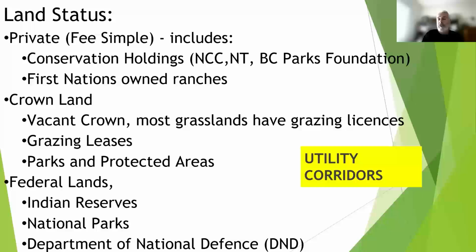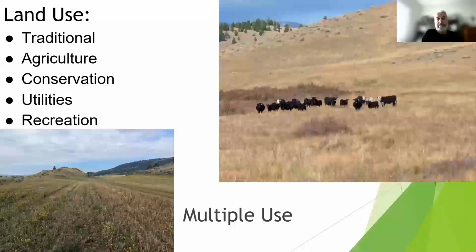I've got utility corridors in there in yellow because they tend to cross over all of those. Things like the Trans Mountain Pipeline and hydro lines, they'll move from one to the other very quickly, and they can also be major corridors for invasive plant spread.